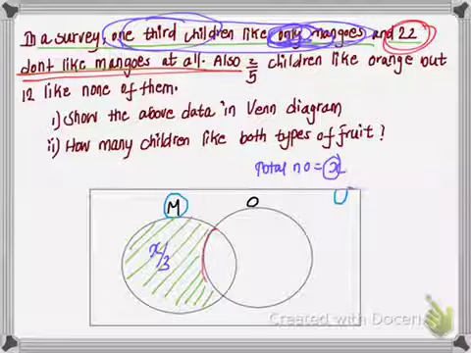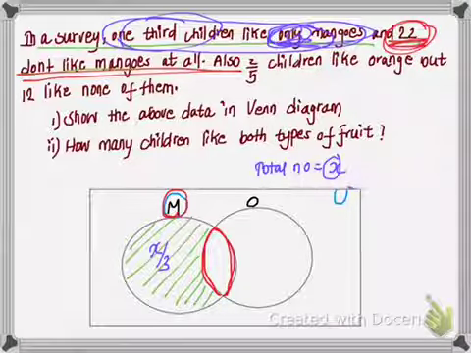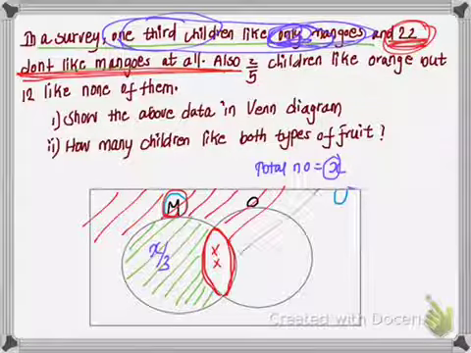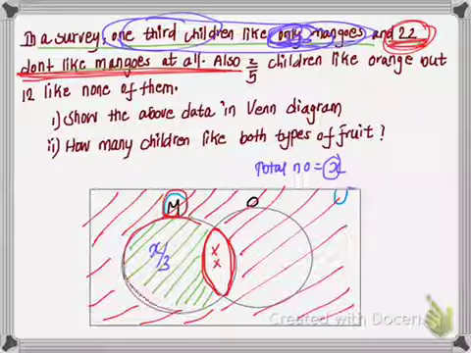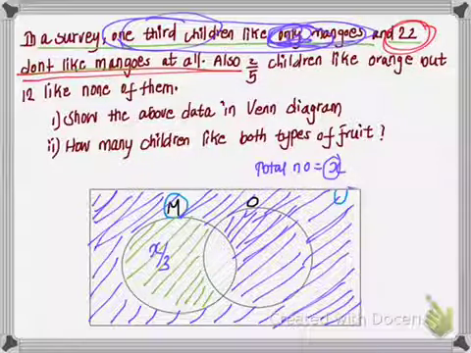Since we've already discussed that this middle intersection part includes the number of children who like both mangoes and oranges, but we've been given here that 22 children don't like mangoes at all, so we don't have to consider this part. So the students who don't like mangoes belong to the region excluding the circle for mangoes. So the region in purple color represents the number of students who don't like mangoes at all. So this is 22.